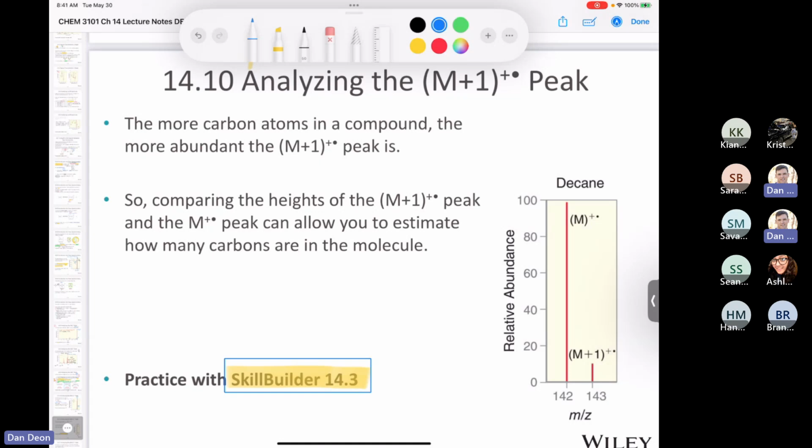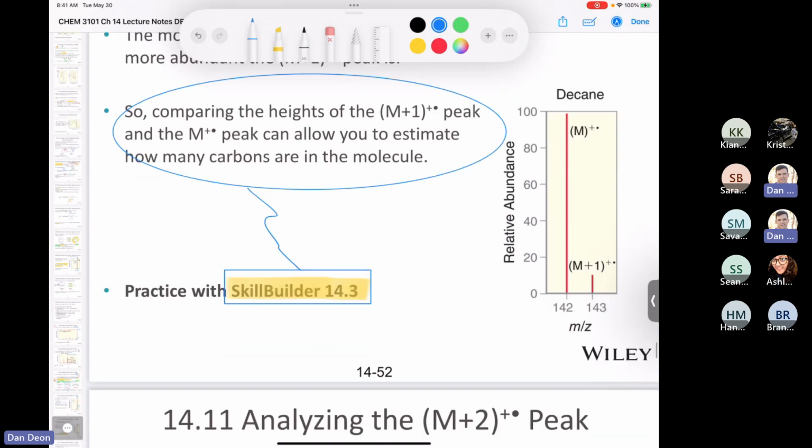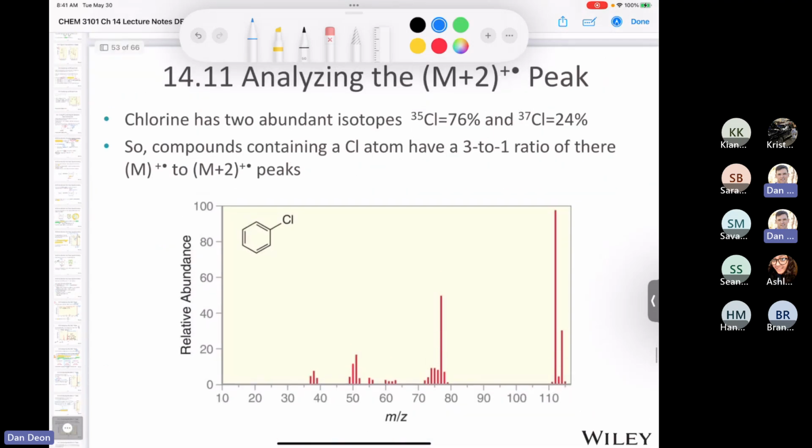By comparing the heights of the M+1 and the molecular ion, you can estimate how many carbons are in the molecule. Again, you can get some practice on this by trying Skill Builder 14.3, and a couple of questions that follow it will guide you through how to predict the number of carbons based on the height of the M+1 peak. With that in mind, let's move on to section 14.11.